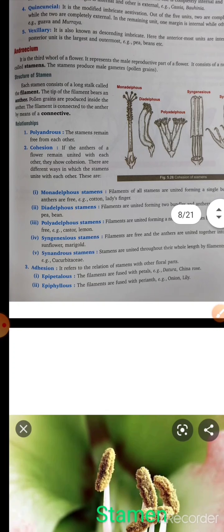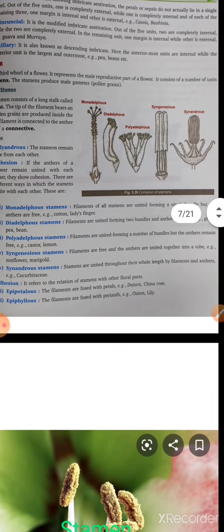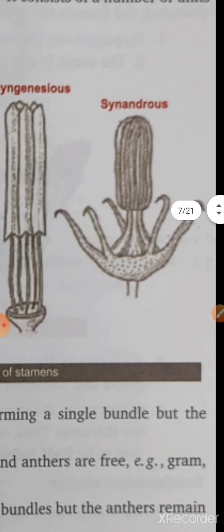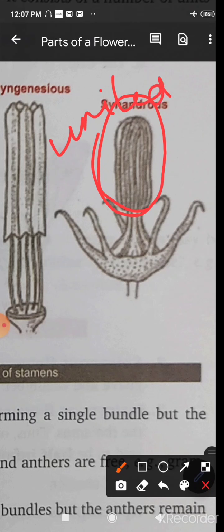And the last one is synandrous. Stamens are united throughout their length by filaments and anthers. That means here throughout, this is the synandrous condition, where throughout, whether it is the filament or the anther, they are united, right? So that is the synandrous. Syn also means being united. Androus is related to androecium, that is the stamens, right? So all throughout, the filaments as well as the anthers are all united.